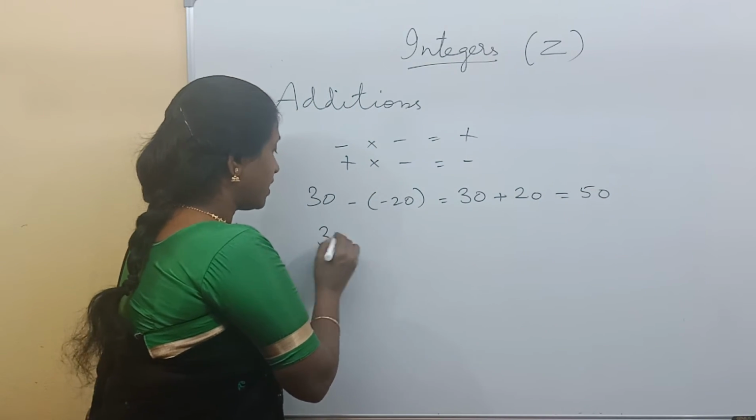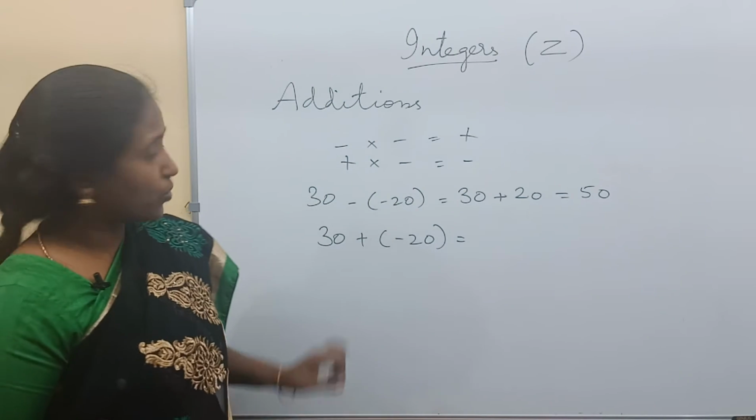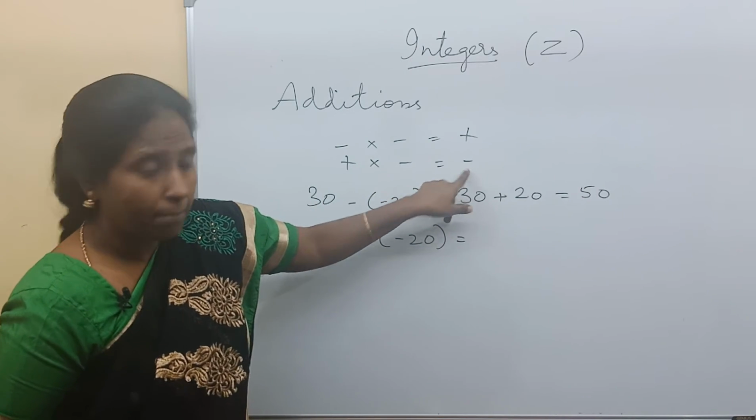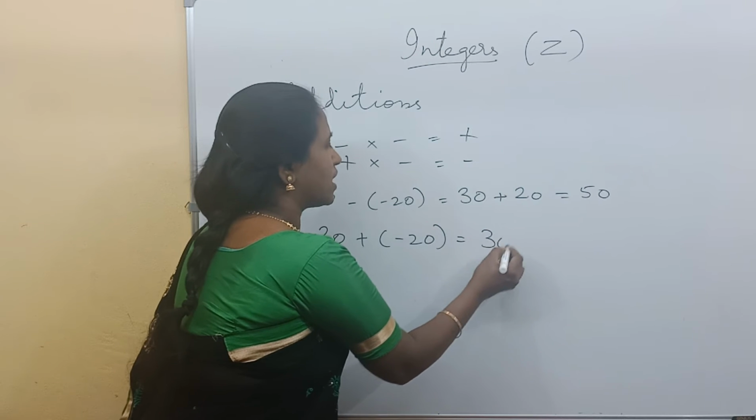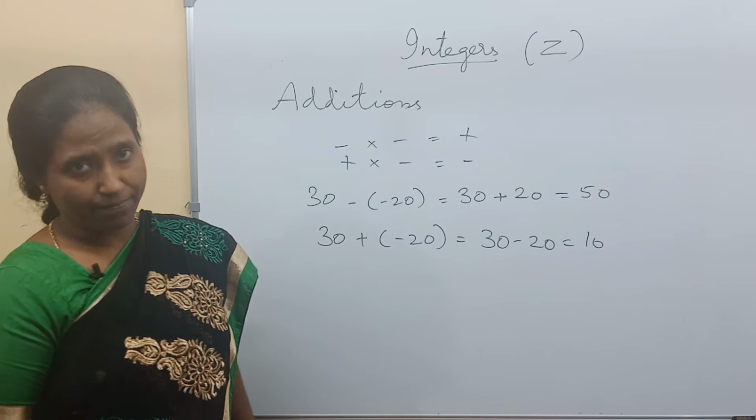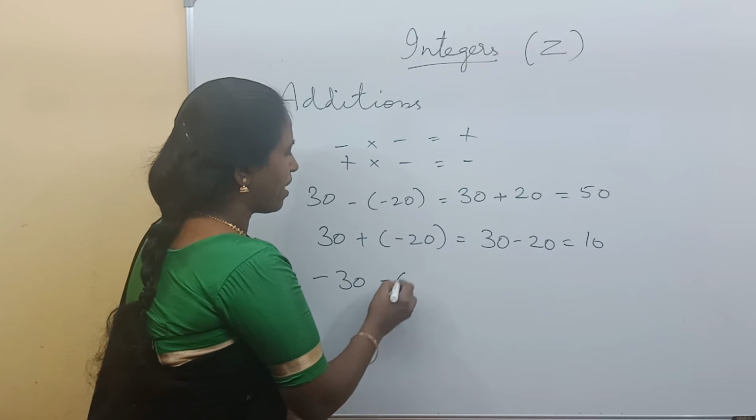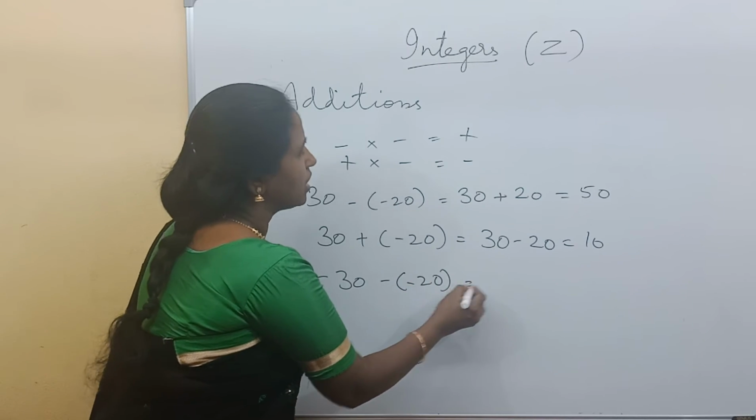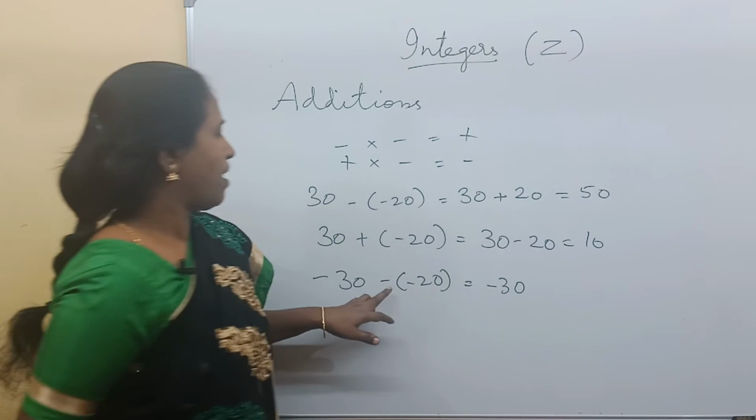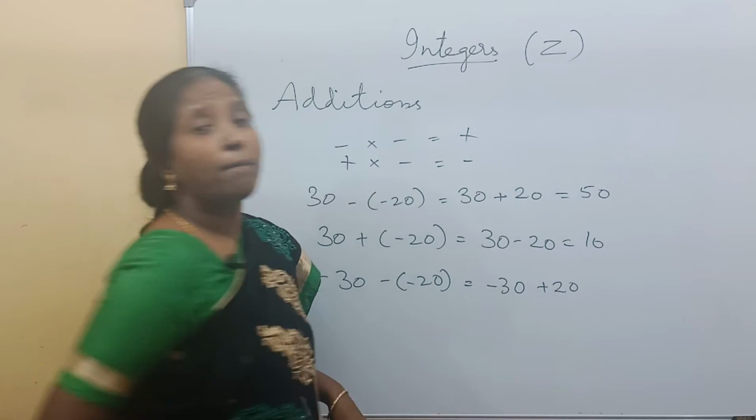If it is 30 plus minus 20, what would you do? Plus into minus, it would become minus. So this becomes 30 minus 20, which will give you 10. Okay, suppose it is minus 30 minus of minus 20. What will you do? Minus 30 remains as it is. Minus into minus plus. Minus 30 plus 20.